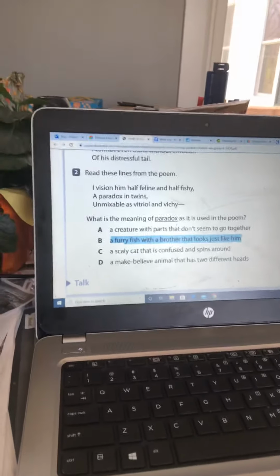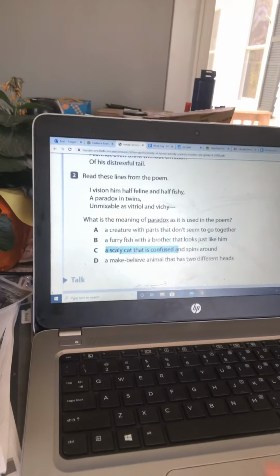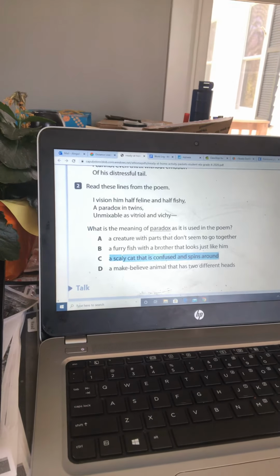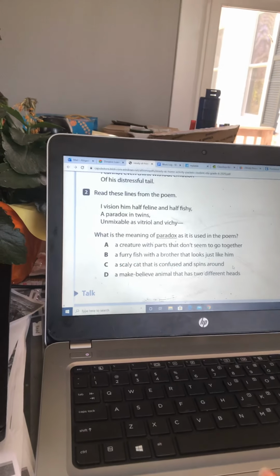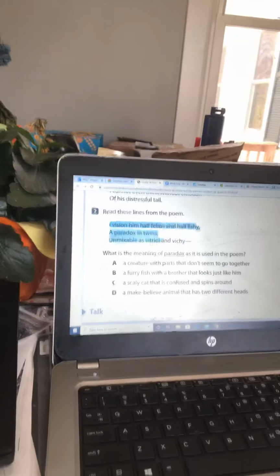What is the meaning of paradox? Oh, I already read that. A creature with parts that don't seem to go together. So does a cat and a fish, are they supposed to be connected? No. So that makes sense. It doesn't really say dangerous, but let's see what else we can find. A furry fish with a brother that looks like him. They don't talk anything about a brother. A scaly cat that is confused and spins around. I don't know about this spinning. It doesn't say anything about that around here.